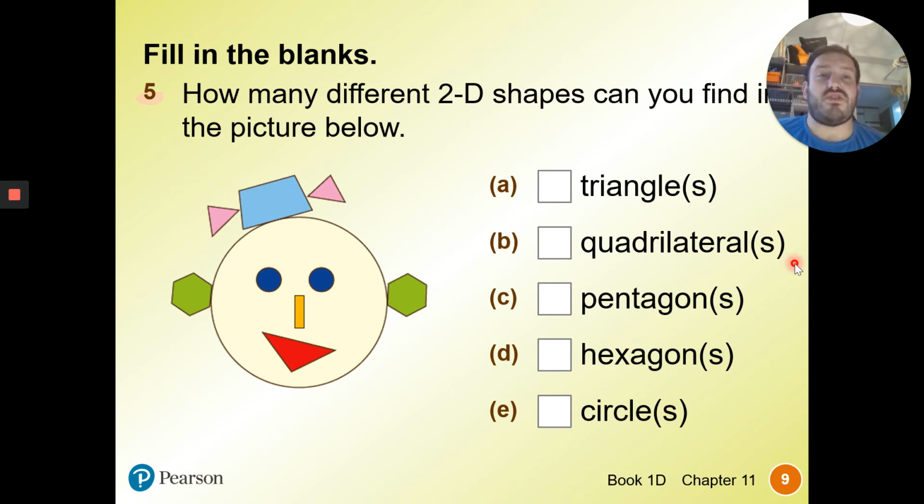So how many different 2D shapes can you find in the picture below? So let's have a look. Count up how many triangles we've got first. 1, 2, 3. How many quadrilaterals? 1, 2. How many pentagons? Pentagons, 5-sided shapes. No pentagons. Hexagons are the 2 ears. And how many circles? 1, 2, and the big one is 3.